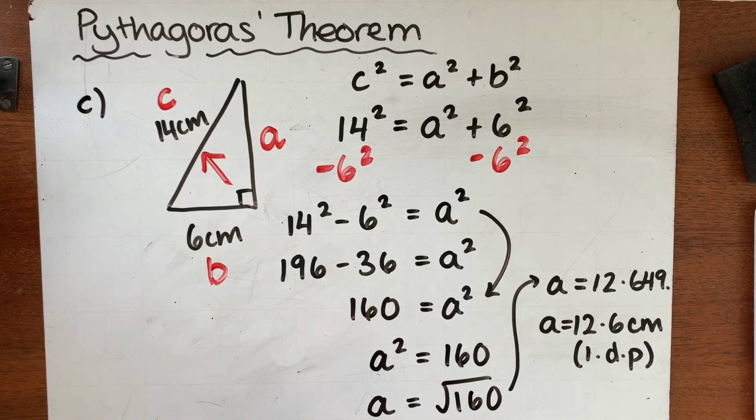Okay, that's how you find the shorter side of a right angled triangle using Pythagoras' theorem. The next video is going to have a little look at how do we know if we're finding the hypotenuse or a shorter side. Can we try and identify that ourselves moving forward?